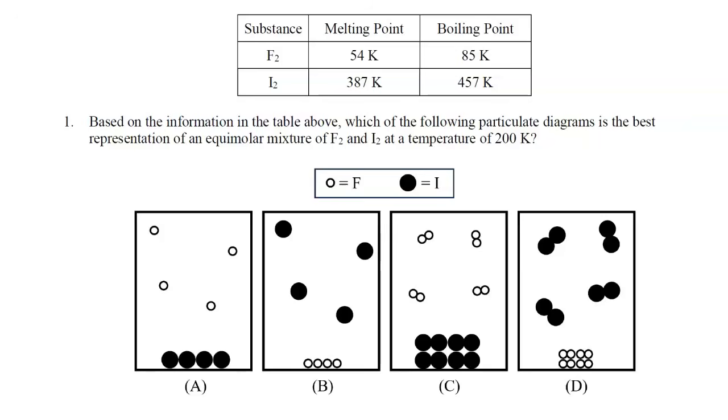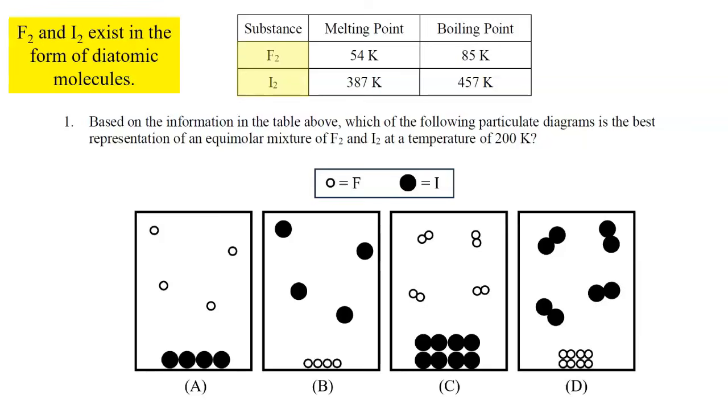So we know we have a mixture of fluorine and iodine, and in these particulate diagrams we can see that one form of matter is in the solid form where the particles are close together, and then another form of matter where the particles are farther apart would represent a gas. Now, it does say, both in the question as well as in the table, that the formula for fluorine and iodine is written with a subscript of 2.